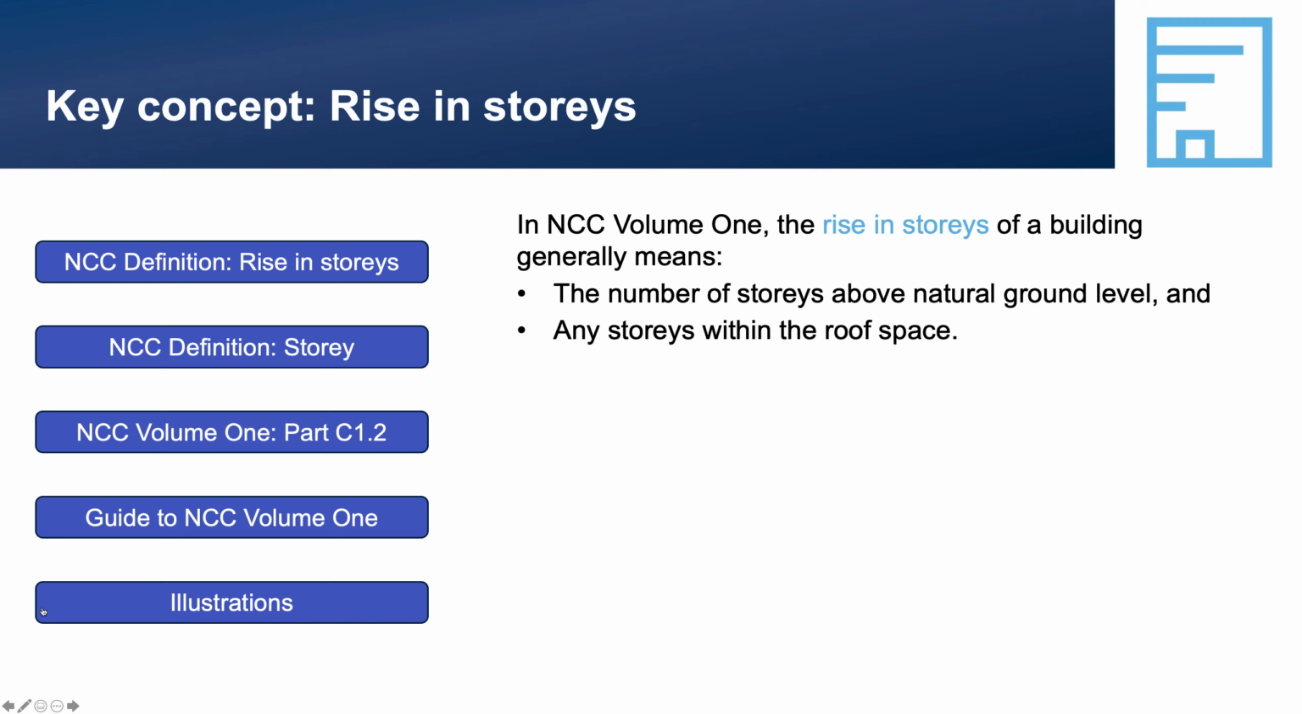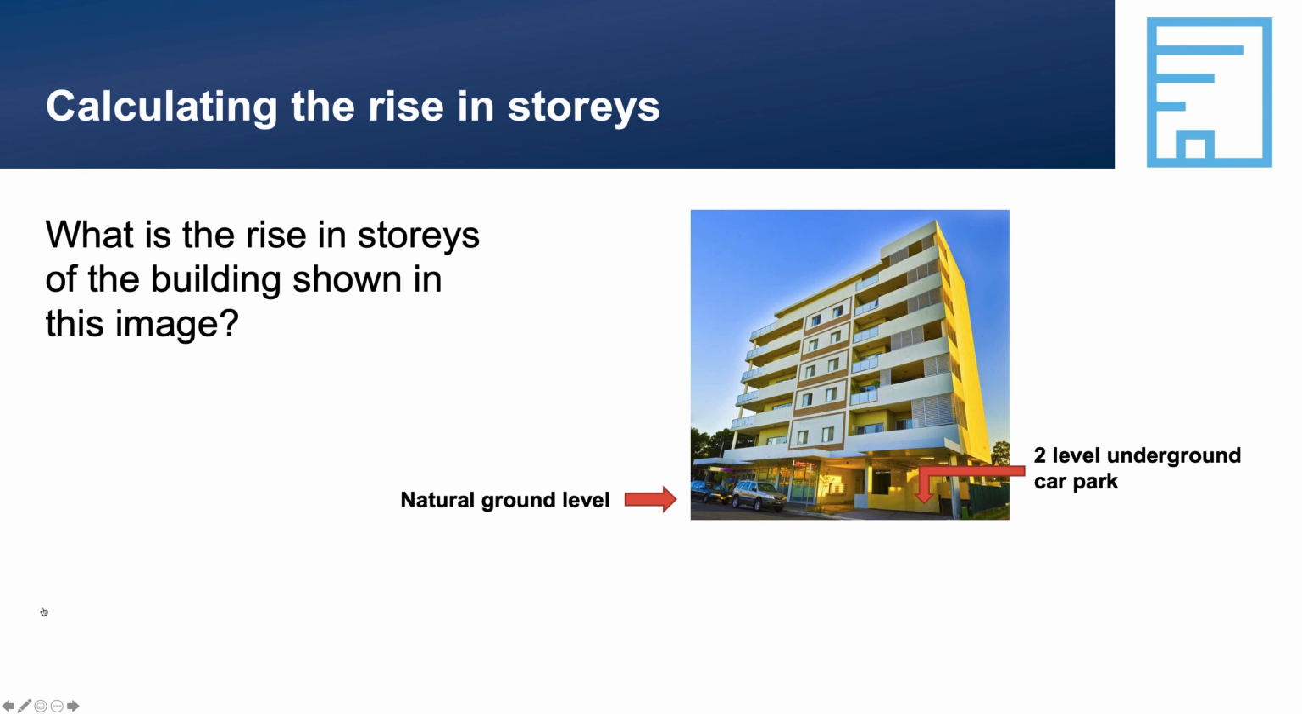The number and location of fire exits in Class 9B buildings can depend in part on each building's rise in stories. For example, D 1.2D. The rise in stories of a building is used to determine the type of construction along with the building's classification. Let's practice calculating the rise in stories. What is the rise in story of the building shown in this image?